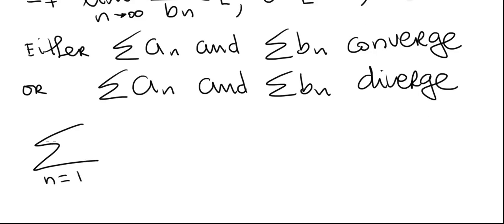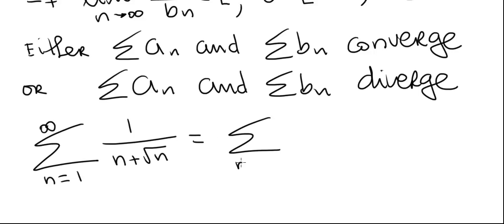Our series was the summation from 1 to infinity, 1 divided by n plus square root of n. And we'll always call this series, the one we're trying to evaluate, the A sub n series. Now we need to select the B sub n series in such a way that the B sub n series is known. We should know if it converges or diverges. And the second criterion is that the limit of A sub n over B sub n should be a finite number that is positive.